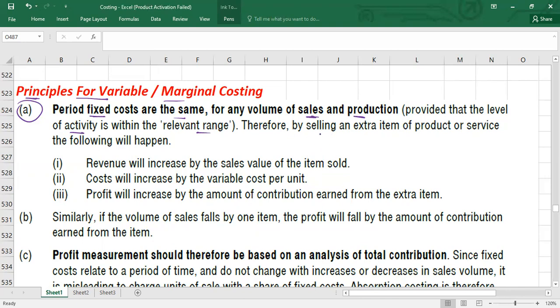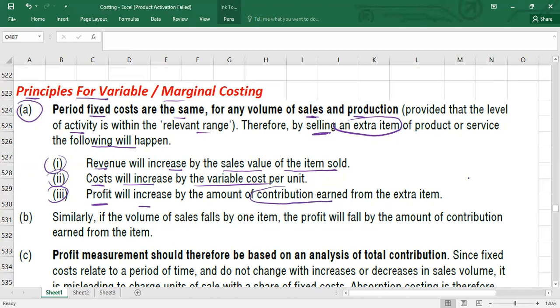Therefore, by selling an extra item, if you sell one extra item of the product or service, the following will happen. What will happen, guys? Number one, your revenue, I mean sale, will increase by the sale value of the items sold. Second, your cost will increase only by the variable cost per unit. And third, your profit will increase by the amount of contribution earned.